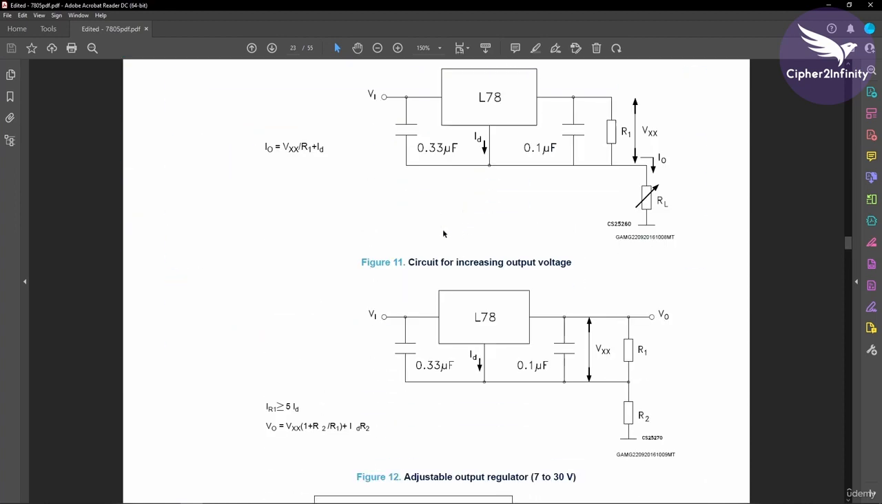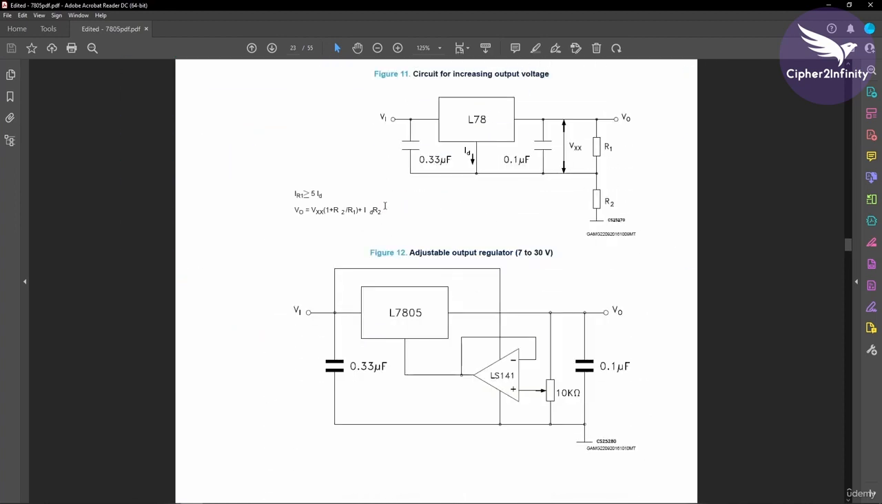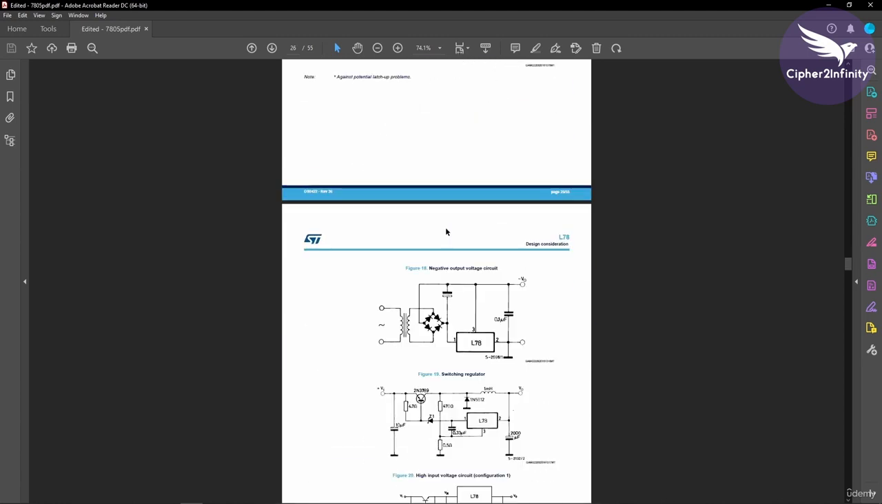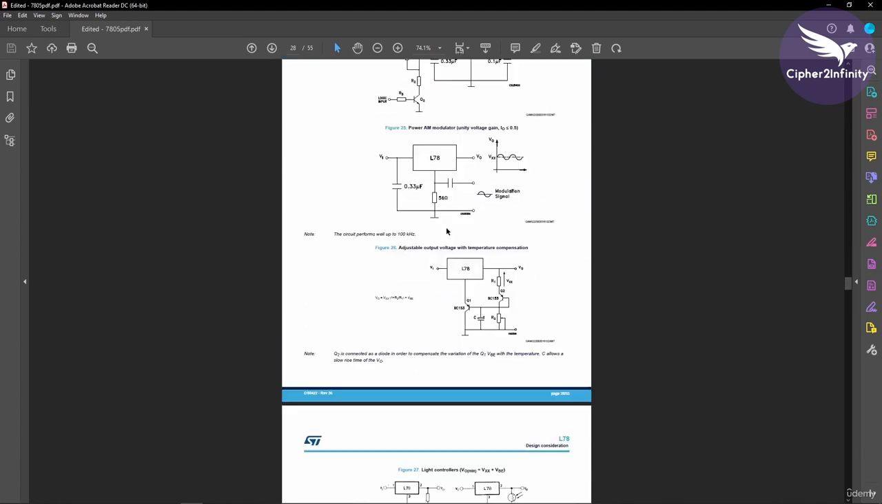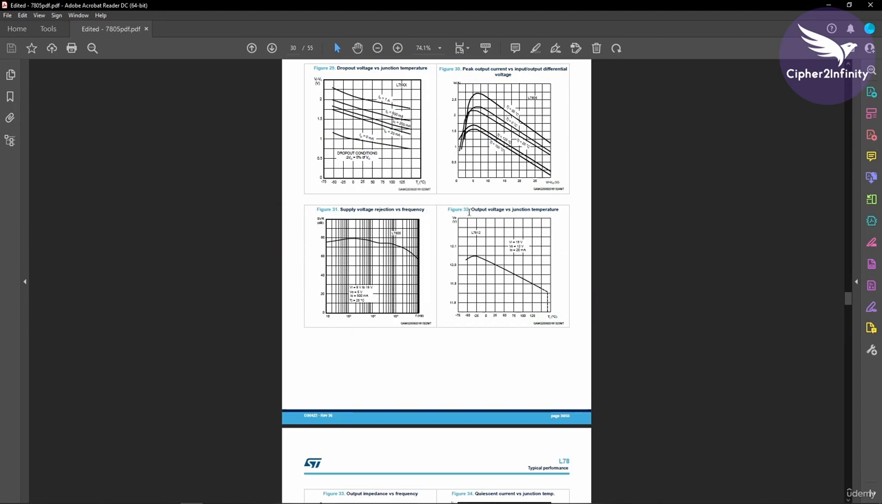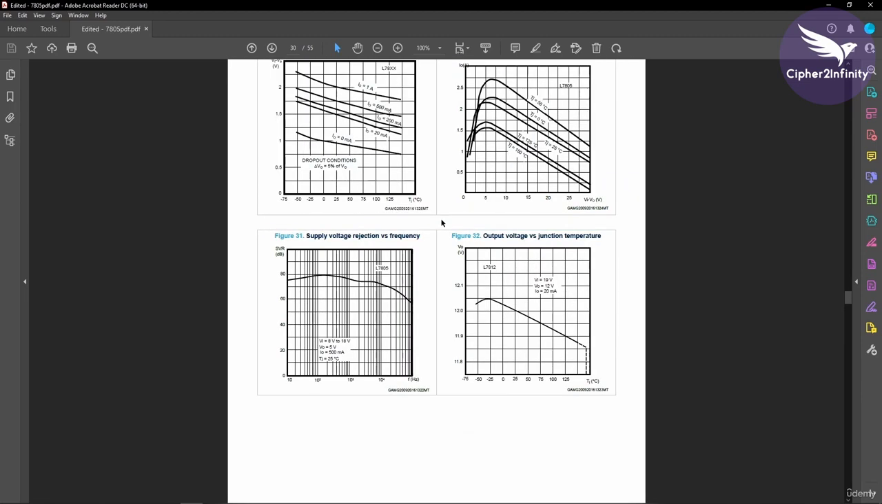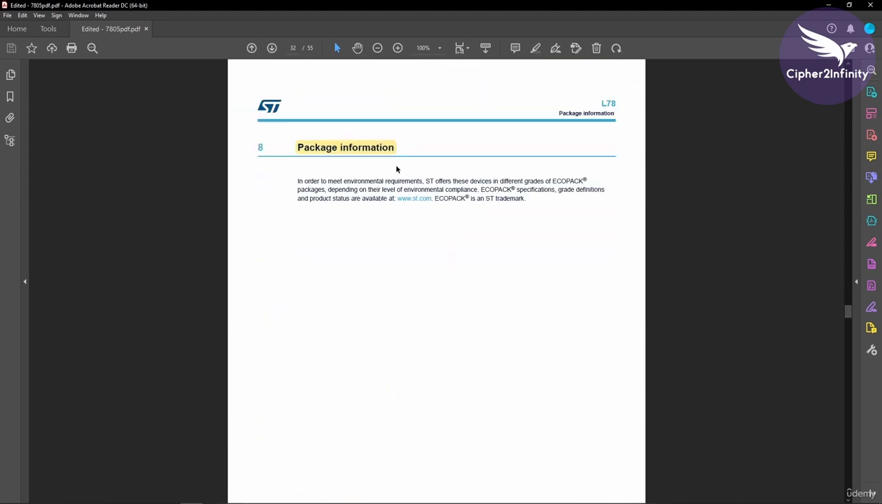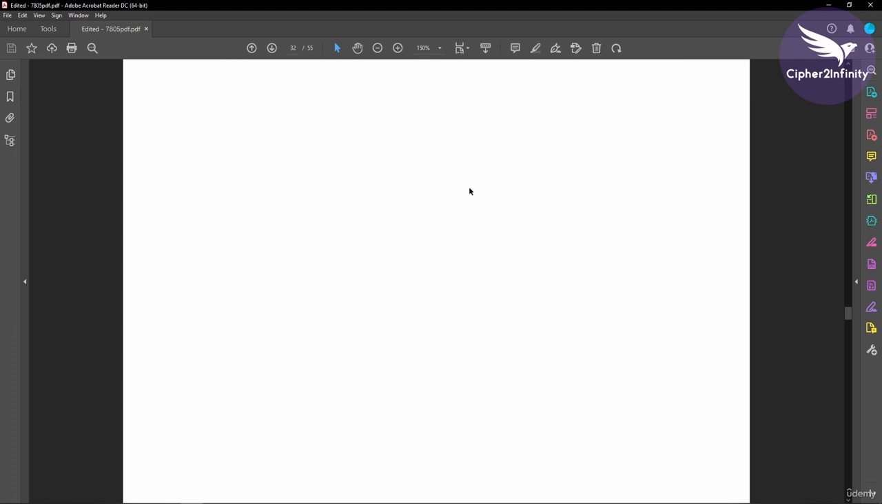Now let's go ahead. Here again, they have given some sample application circuits. These are actually not important for us. Now let's see what else they have given in this datasheet. This is basically the typical performance graphs. Again, these graphs are not that important for us at this moment, so let's ignore them. And here they have given the package related information.